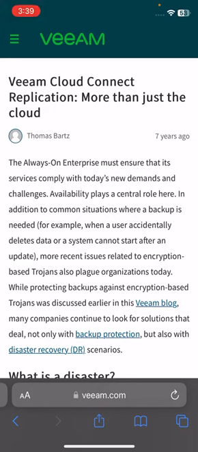while protecting backups against encryption-based trojans was discussed earlier in the session. Beyond that, many companies continue to look for solutions that deal not only with backup protection but also with disaster recovery scenarios.